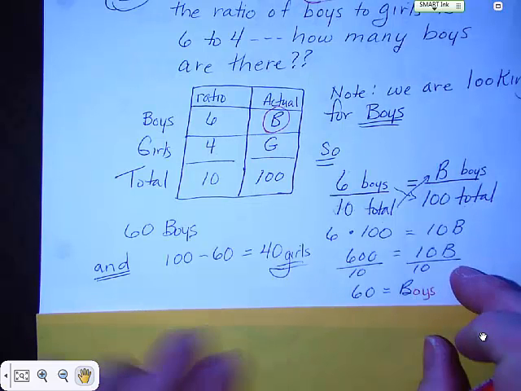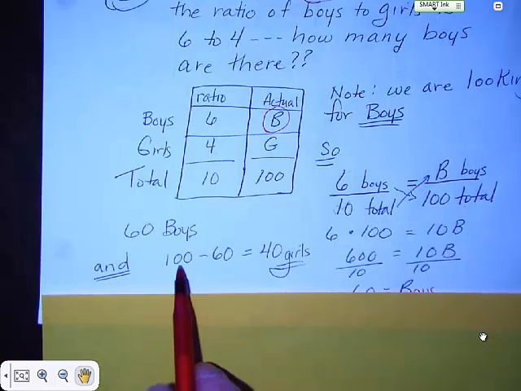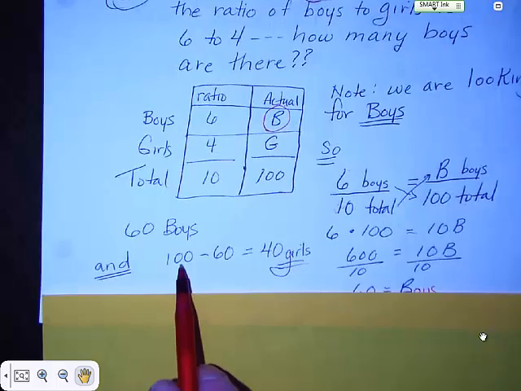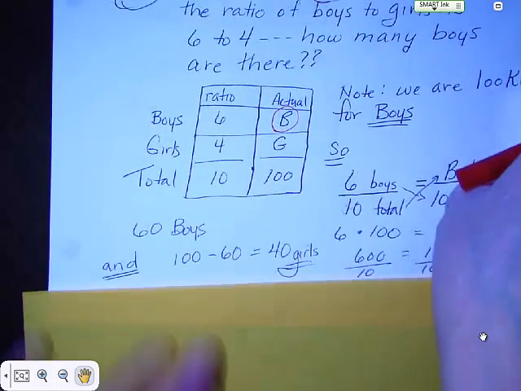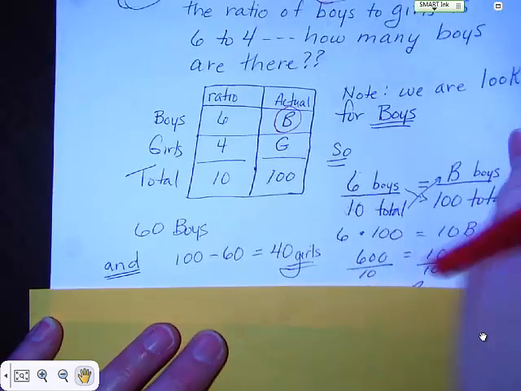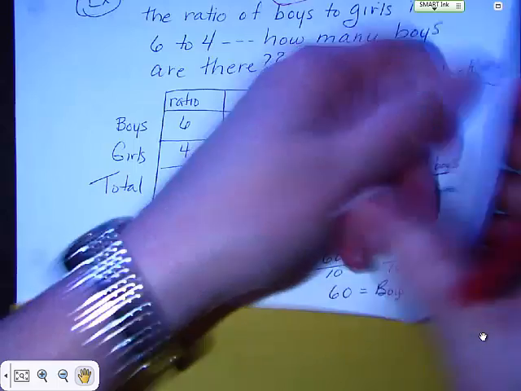Now, how many girls are there? Well, you don't have to go through all this again. Just simply go over here and take, well, if the total number of students is 100, you subtract 60, which you know is right, and you get 40 girls. So that's one really good way to set it up. Makes it pretty easy. Here's another one, just another example that isn't too tough.